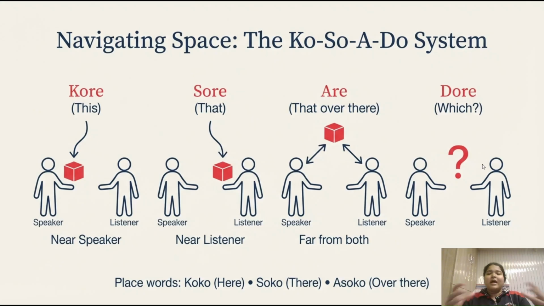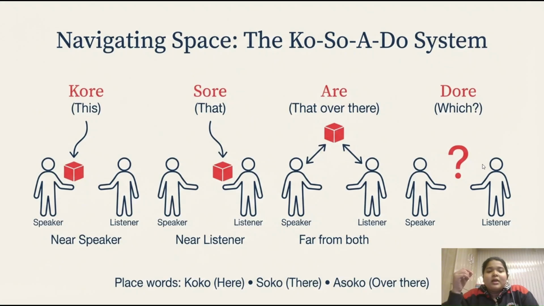This system is being used when we have a speaker and a listener. If that object is away from both the parties, it's going to be known as are. Now, when we don't have any particular object in mind, we say dore. When dore is used, it means which.